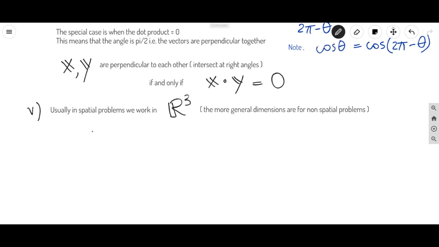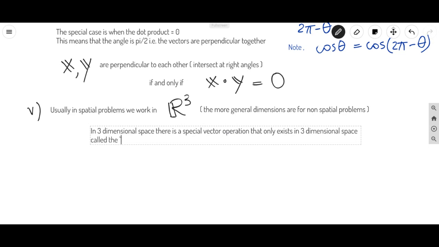So in spatial problems, like problems where you're trying to coordinate yourself in space, you work in R3. And in three-dimensional space, there is a special vector operation that only exists in three-dimensional space, called the cross product. You only have the cross product in R3. There is no cross product for any other dimension. And you're going to see the reason for that very soon, why it's special to R3. But the way the cross product works is you have two vectors.